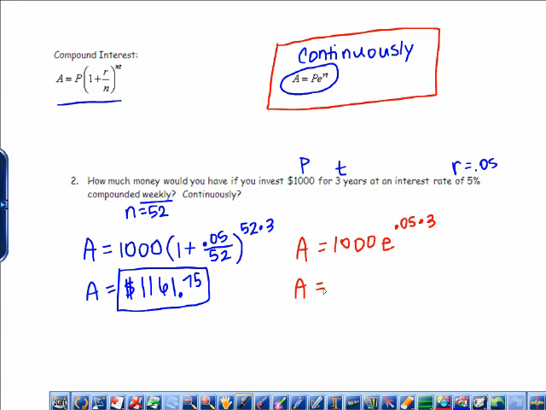So let's write our answer down. A equals 1161.83. This may not seem like a big deal here, but if we're talking millions of dollars, this really could make you a lot more money. Again, continuously just means all the time. The more often you compound interest, the better. So continuously, under the same rate and time and all that, should always give you a better outcome.